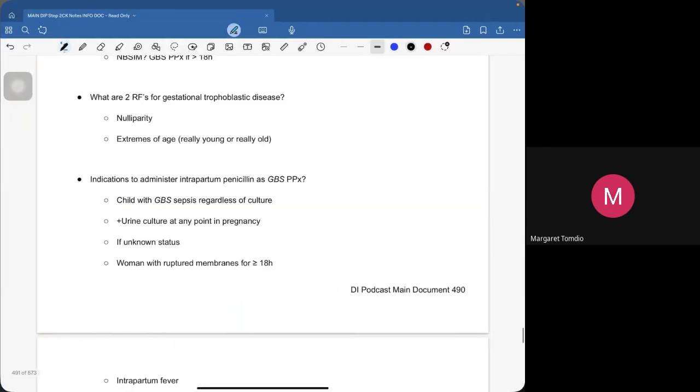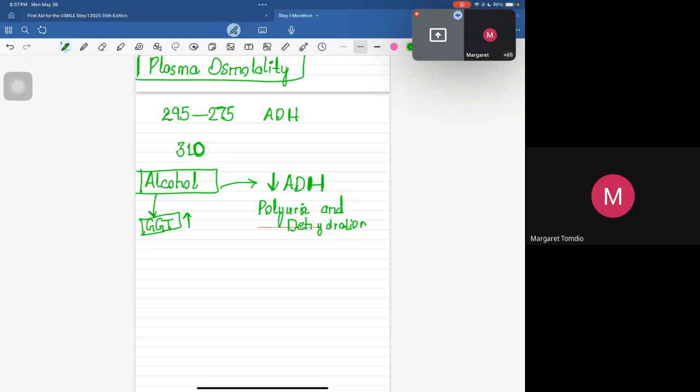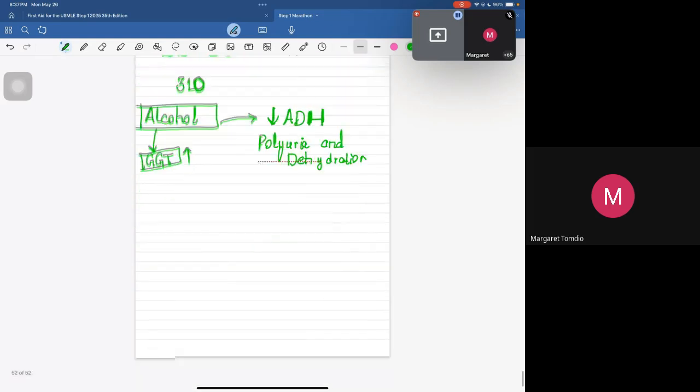Okay. Now, so this was ADH, right? So now one more important fact about ADH is that ADH does not only work on the collecting duct, right? So it does not only cause the water absorption, it also causes. So remember, there are two ADH receptors in the body, right?